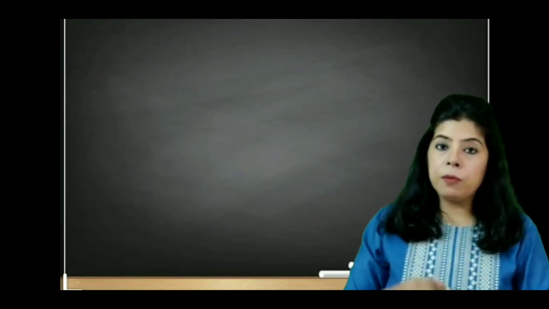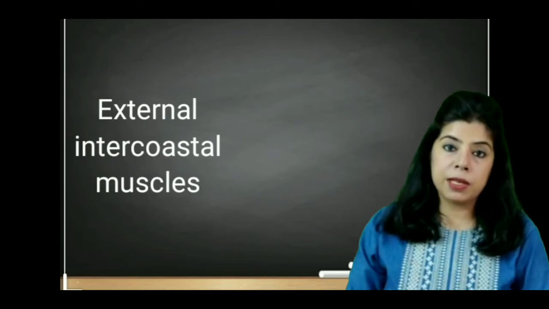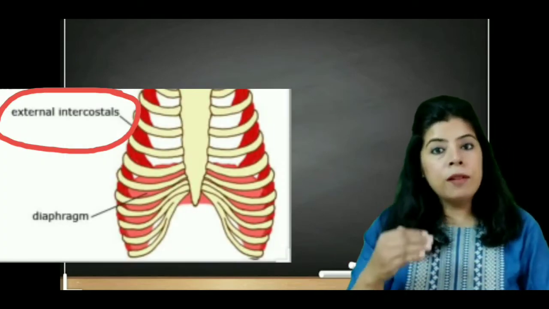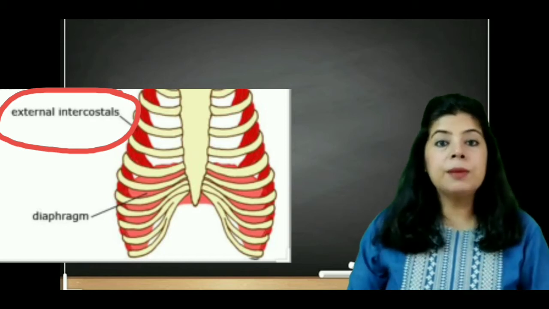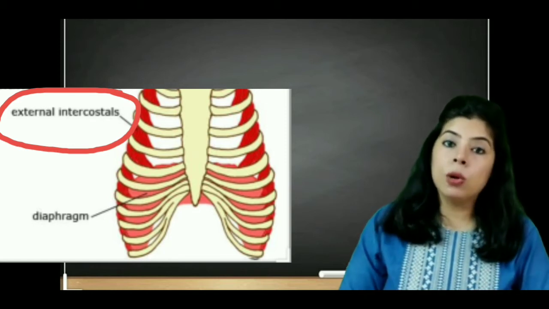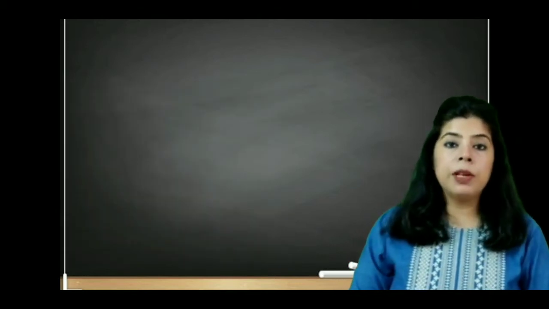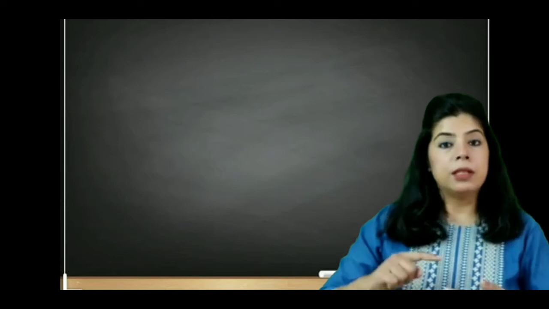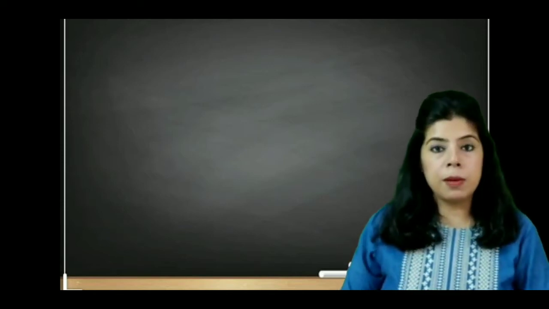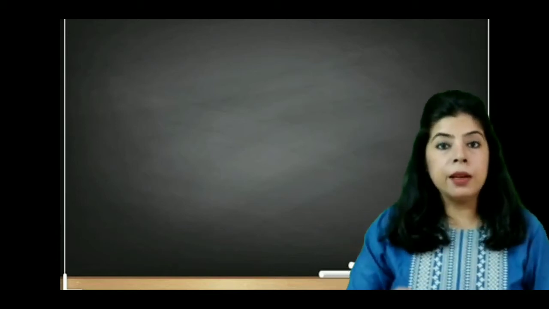Now the second type of muscle which is important is the external intercostal muscles. They are present between the ribs. There are 12 pairs of ribs, so between the ribs, there are the external intercostal muscles. These muscles are also very important in breathing. So for understanding the mechanism of breathing, we have the ribs, the diaphragm, the radial muscles, and the external intercostal muscles. These four terms will come again and again when we are understanding breathing.